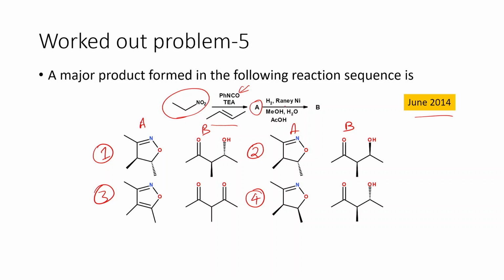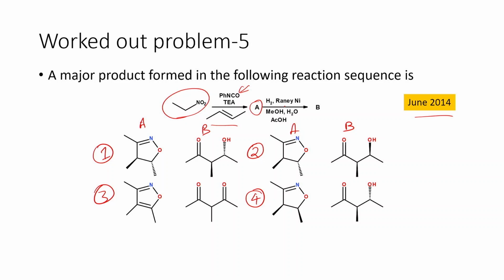The intermediate A is treated with hydrogen and Raney nickel, followed by reaction with methanol, water and acetic acid. These are all the various steps that are involved, so we need to identify the intermediates A and B. If you look, all the 4 products are basically isoxazole derivatives, and the next step is reduction with hydrogen and Raney nickel. That will basically cleave the N-O bond, and we end up with a corresponding carbonyl unit.